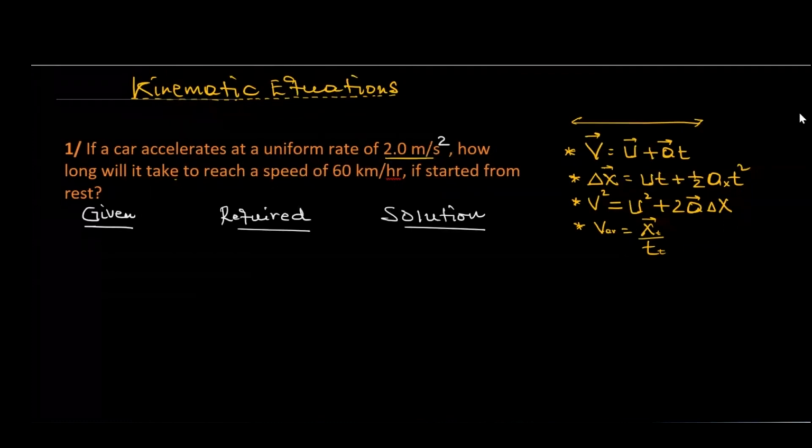The third one is V squared, the final velocity squared, equals the initial velocity squared plus twice the acceleration in the X direction times the change in displacement. And the last one is the average velocity, which is the total displacement covered by a moving particle or object over the total time taken by the object to cover that distance.